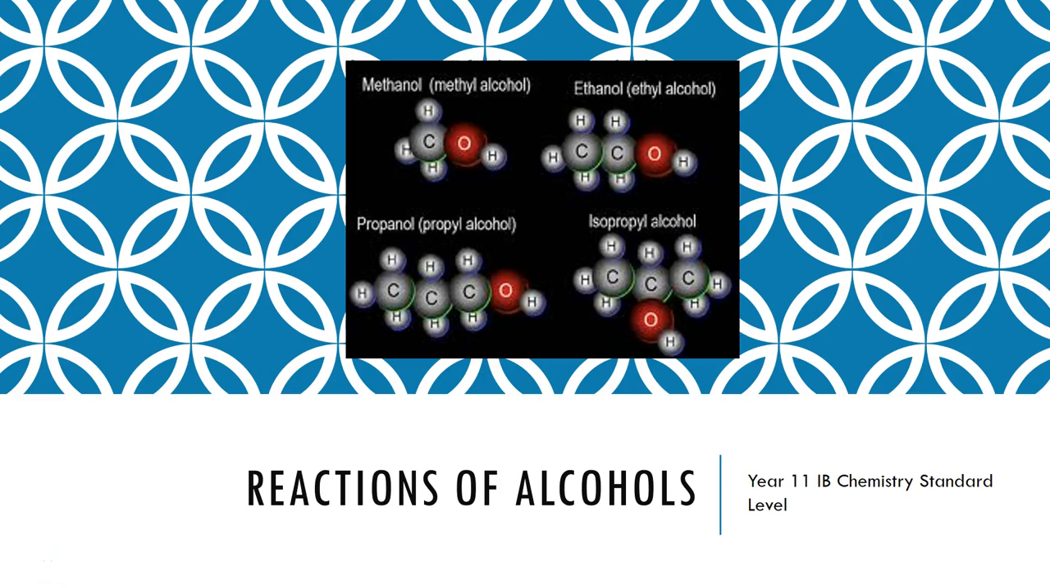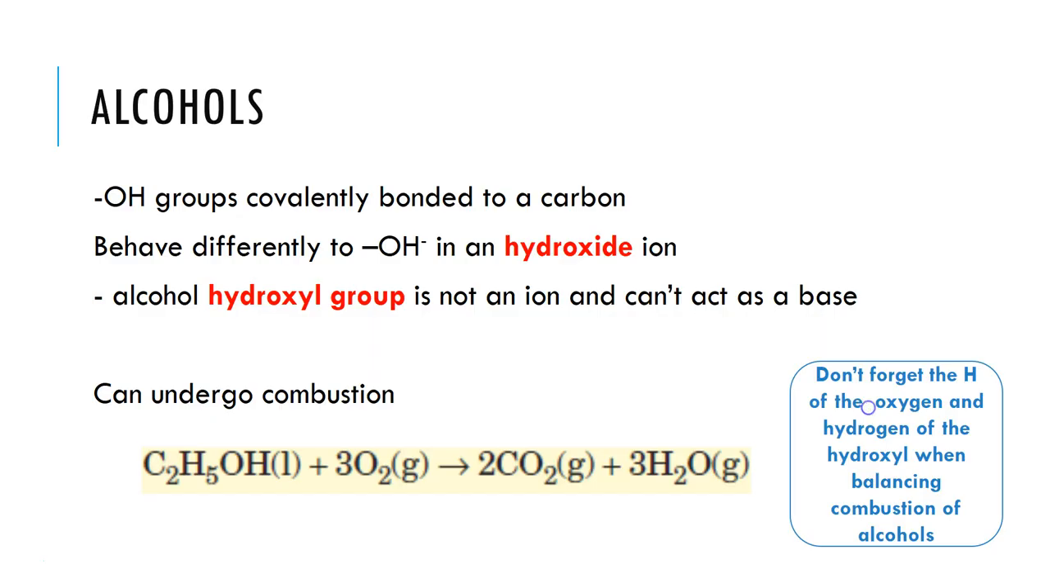Okay, well, we've made some alcohols using our substitution reactions and our addition reactions. So now we're going to actually look at what reactions alcohols can undergo. So we should remember that our alcohols are part of the alkanol homologous series or family of compounds. Okay, so they have a hydroxyl group where we have an oxygen covalently bonded to the hydrogen.